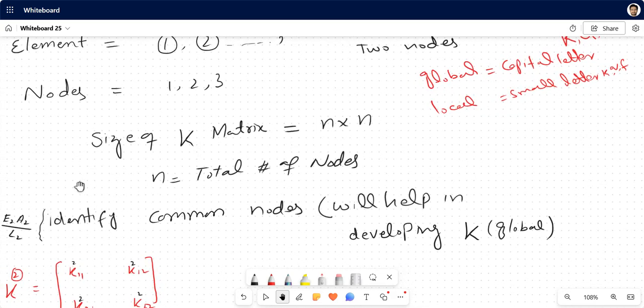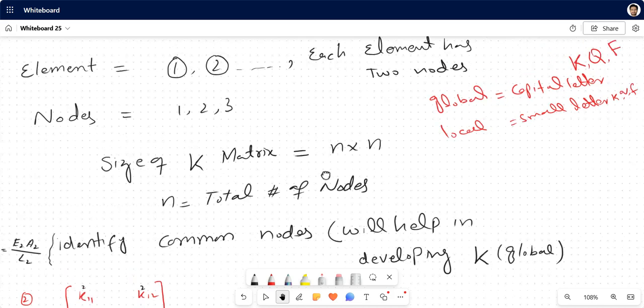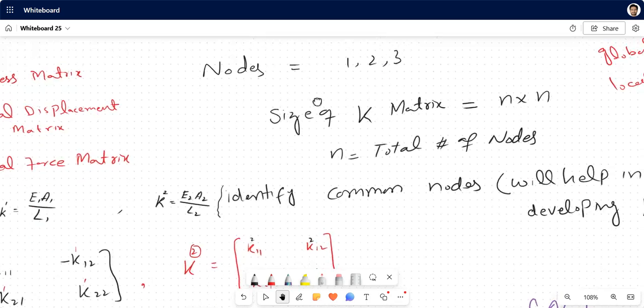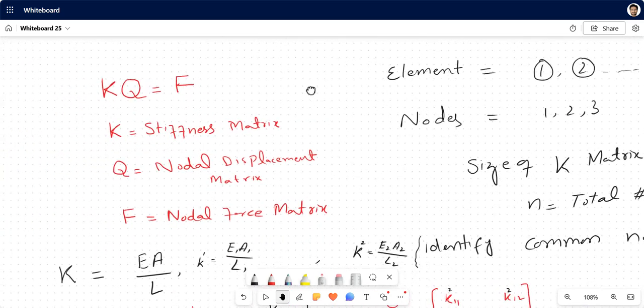The last thing to understand before you start solving the question is to identify the common nodes between the elements. This will help us in developing the global stiffness matrix. For example, if you see here in this example, node number 2 is the common point. So node 2 is common between the two elements. These are important things to understand first of all. Then we will move towards the basic question strategy.